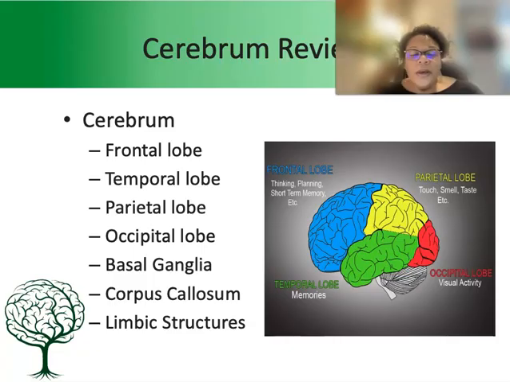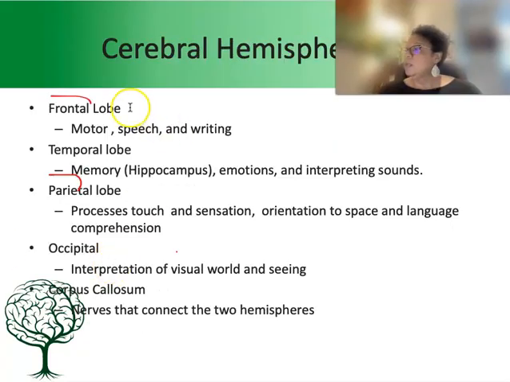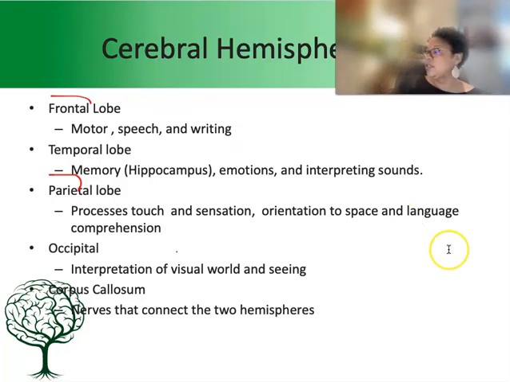All right. So the brain consists of all these four lobes, also the basal ganglia, the corpus callosum, which is in the middle, and then we have the limbic structure. So we're going to just talk about them really quickly. So the frontal lobe controls motor, speech, and writing. The temporal lobe, memory. Parietal lobe, processes touch and sensation. And this is really condensing it down. Occipital lobe, visual world and seeing, and corpus callosum, like I said, connects the two.